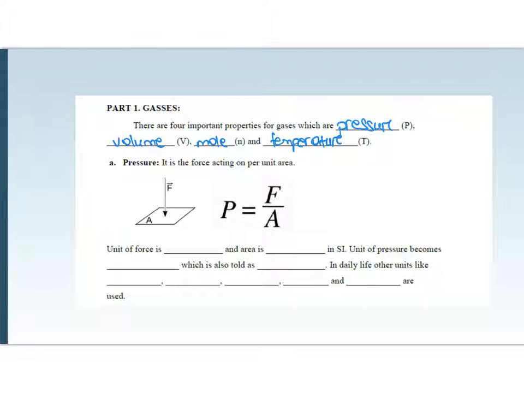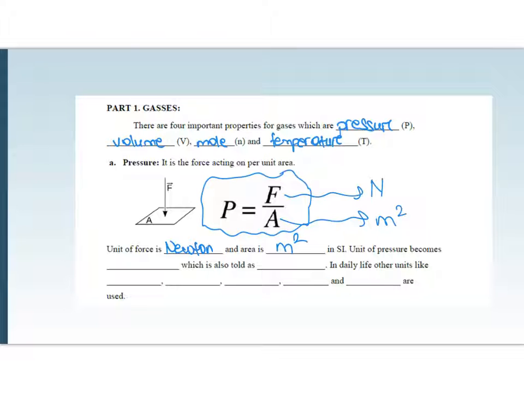In fact, the general formula for pressure is the force acting on a unit area. Now, what is the unit of force? This is Newton. Area is meter square. So when you divide them, this is going to be Newton per meter square for the unit of pressure, which is also known as Pascal.